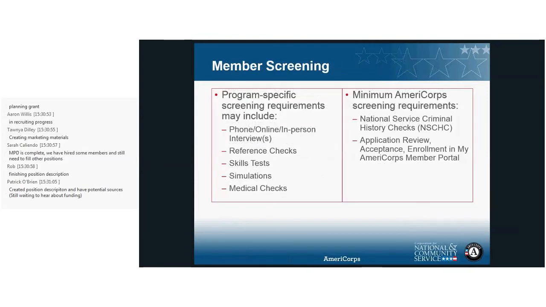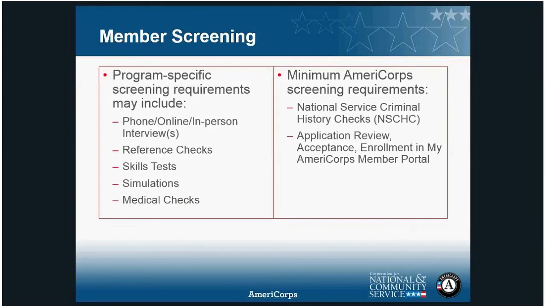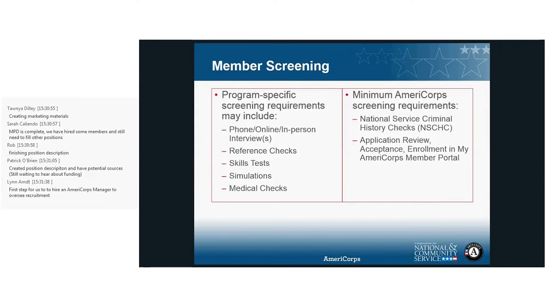So as I said, one of the big steps for recruitment is screening the AmeriCorps members. And you can see on the slide in front of you, of course, there are program-specific screening requirements, again, based on the eligibility requirements that you establish for your program. You may take steps that include things like interviews, online interviews, in-person interviews, reference checks obviously are pretty standard. You may also have skills tests if there are particular skills that your members need to have in order to enroll in your program. You may run them through simulations to assess their abilities. You may have medical checks that are appropriate, again, depending on your program design and your target population for your members. On the AmeriCorps side, of course, there are specific screening requirements as well.